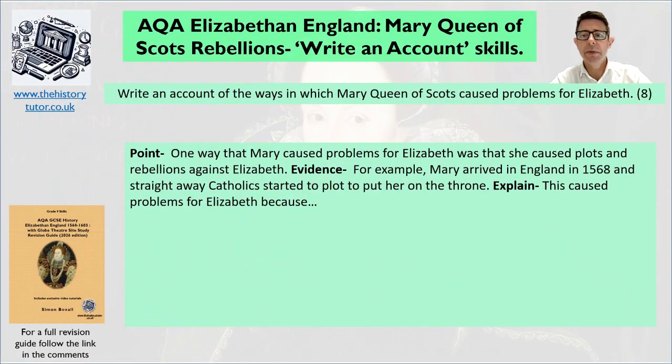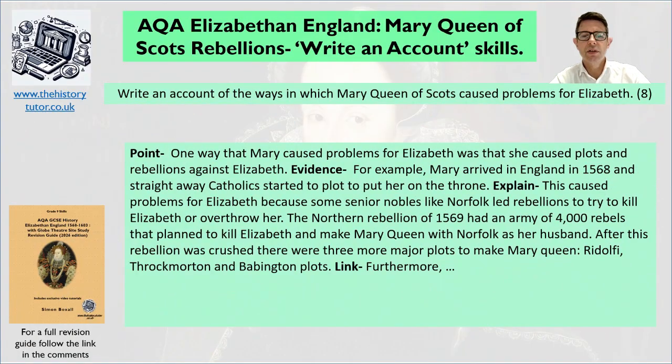Okay, so I've said, for example, Mary arrived in 1568, and straight away Catholics started to plot to put her on the throne, and you could link a bit to Northern Rebellion there if you wanted to. Now explain, how did this cause a problem for Elizabeth? What did senior nobles start to do? How did rebellions develop? Give some impact knowledge.